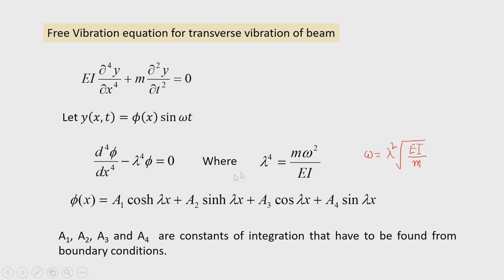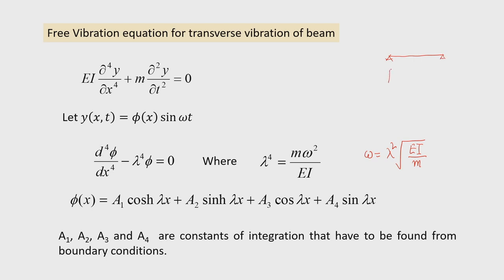Okay. Now you see that a1, a2, a3, a4 that are appearing in these equations are constants of integration that have to be found from the application of boundary conditions. Now different boundary conditions are possible. So here we will discuss only the classical boundary conditions. What are the classical boundary conditions? First is pin-pin. So that means a beam with pin ends.